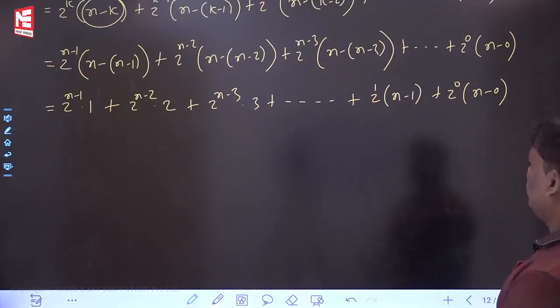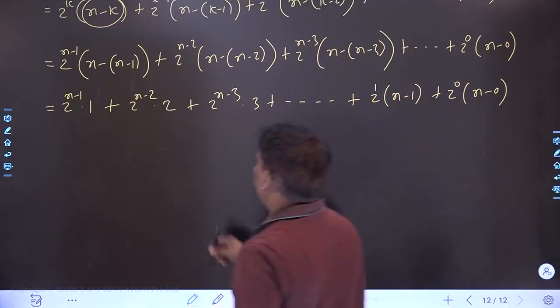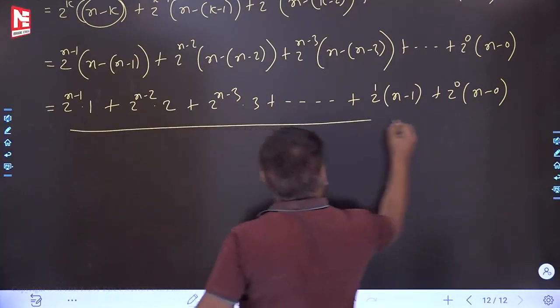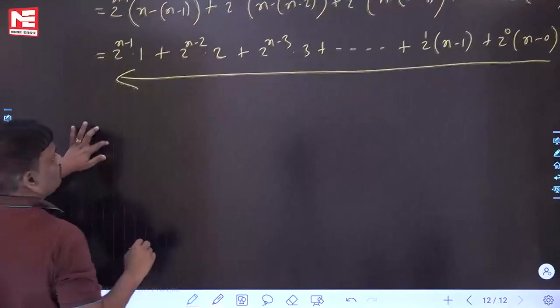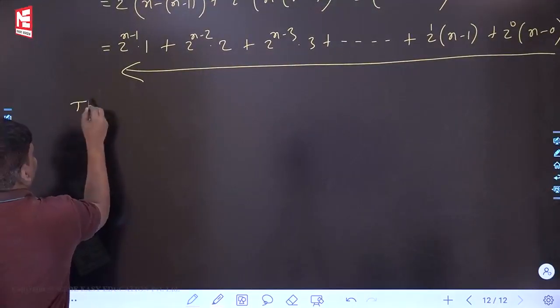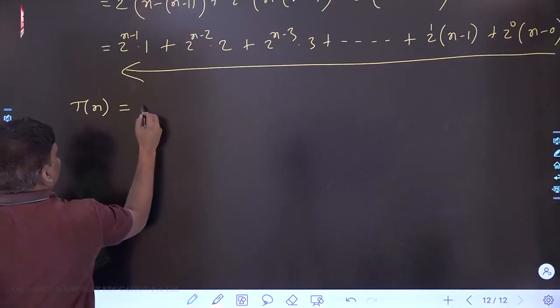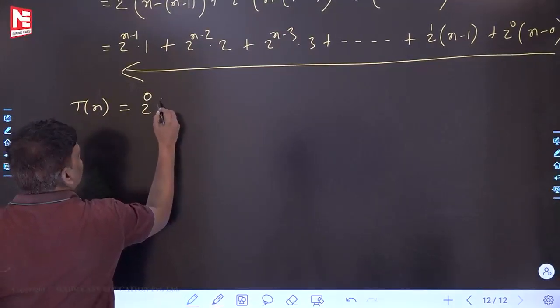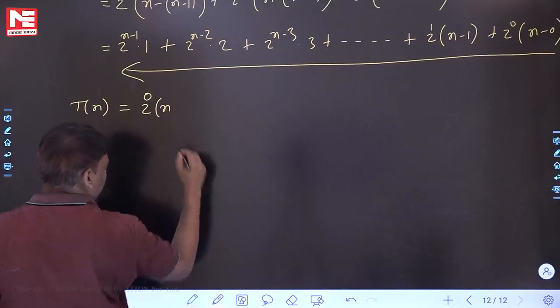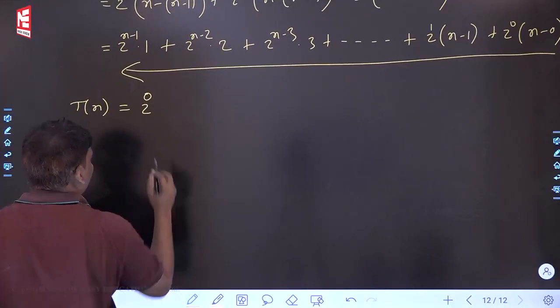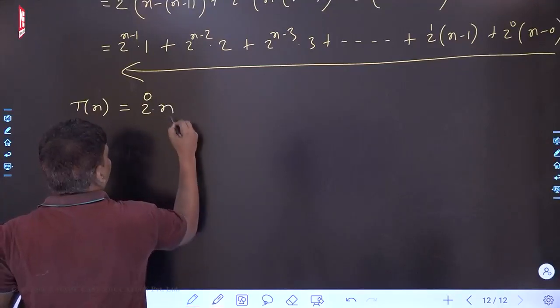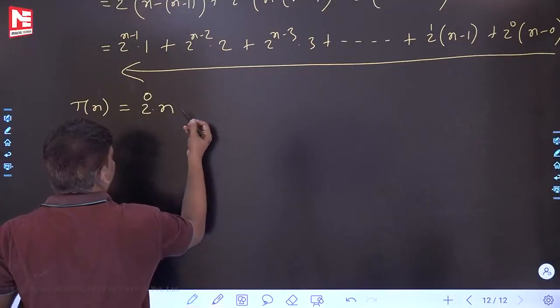I am thinking you are absolutely fine now, right? Let me write in the reverse order. Everything is okay. Do whatever way is convenient to you. I am writing in reverse order. Please be careful. T of n is equal to, in reverse order, 2 power 0. What is the answer? N minus 0 means n. 2 power 0, what is the answer? Into n. N minus 0 means n.